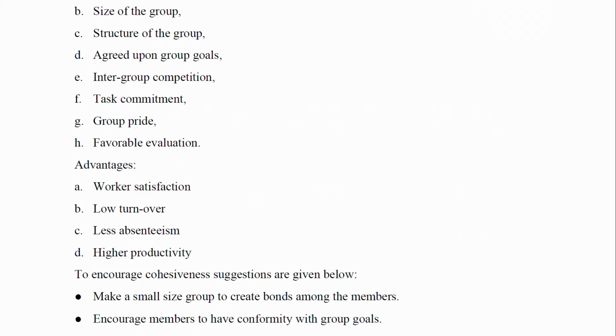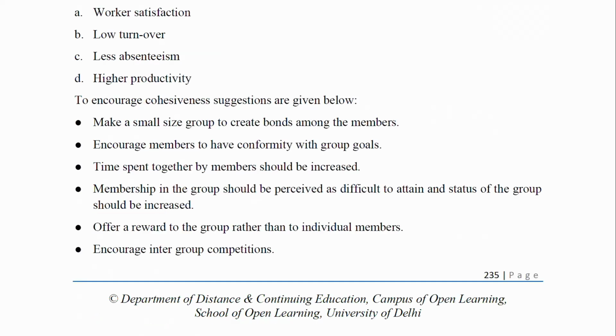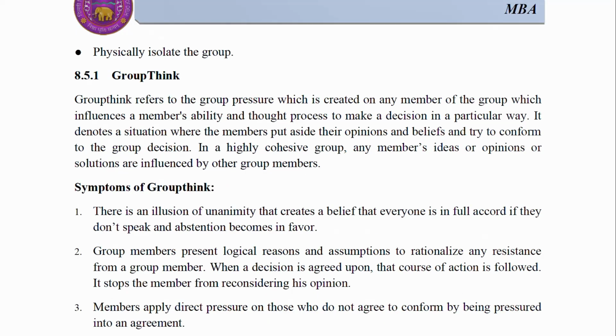To encourage group cohesiveness, suggestions are given below. First, make a small size group to create bonds among the members. Second, encourage members to have conformity with the group goals. Third, time spent together by members should be increased. Fourth, membership in the group should be perceived as difficult to attain and the status of the group should be increased. Fifth, offer a reward to the group rather than to individual members. Sixth, encourage intergroup competitions. Last, physically isolate the group.